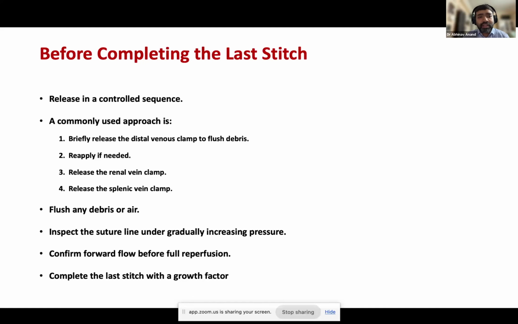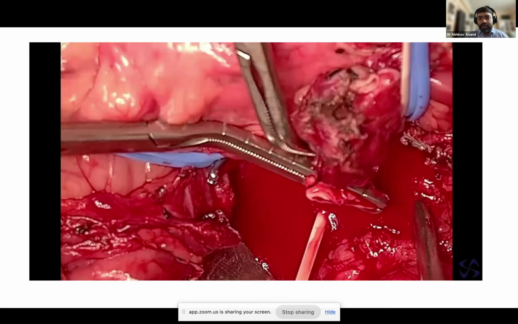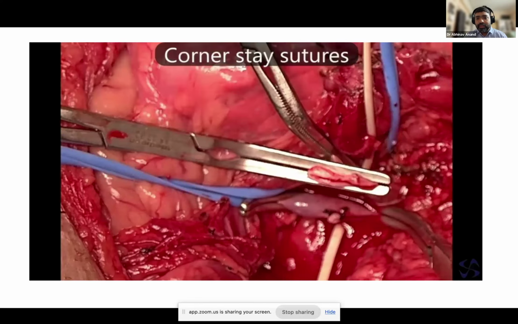So before completing the last stitch, we release the clamps. A common approach is to briefly release the distal, that is the left renal clamp, first, and flush out any clotted blood, air, or debris, and then reapply. Release the venous clamp, then release the splenic vein clamp, and flush out every bit of debris. And we inspect the suture line under gradually increasing pressure. If it is all right, confirm the flow and then complete the last stitch with a slight amount of growth factor. Here we can see the corners which have been taken.